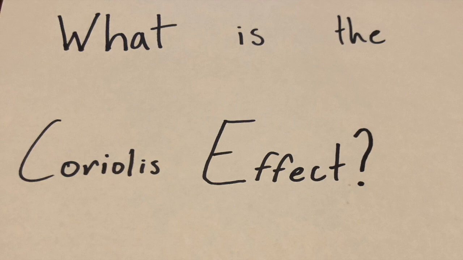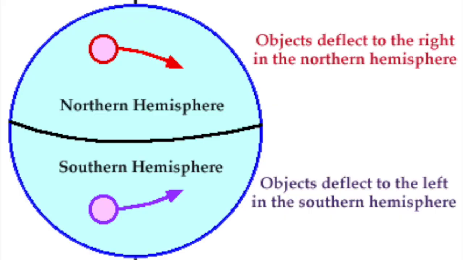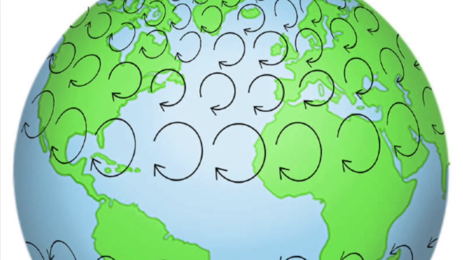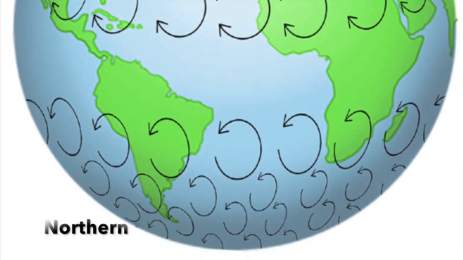What is the Coriolis effect? The Coriolis effect is created by Earth's rotation and deflects an object's motion perpendicular to the axis of rotation. The Coriolis effect impacts an object's motion differently in the northern and southern hemisphere. In the northern hemisphere, moving objects are deflected to the right, and in the southern hemisphere, moving objects are deflected to the left. This causes a counterclockwise rotation in the northern hemisphere and a clockwise rotation in the southern hemisphere.